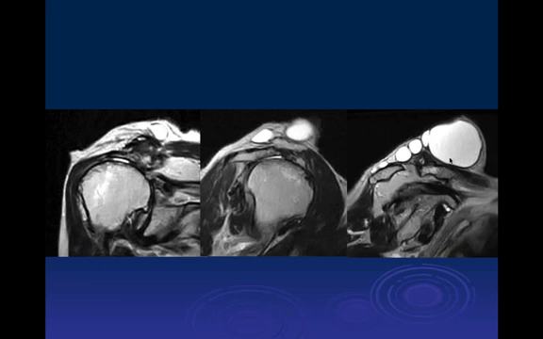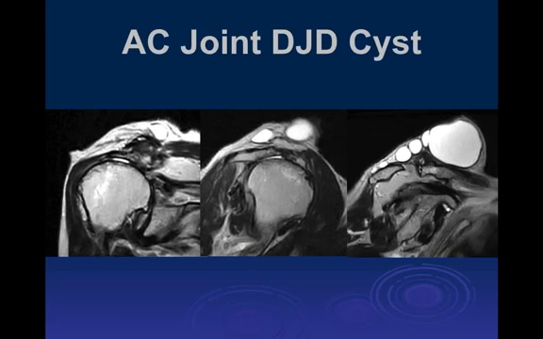And this fluid coming up like this is called the geyser sign. And this is all fluid that comes out of the degenerated acromioclavicular joint space. And you can get massive cysts that come up like this in these long-standing degenerative shoulders. And it's just called the geyser sign.